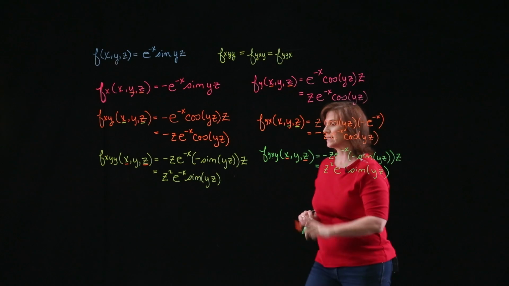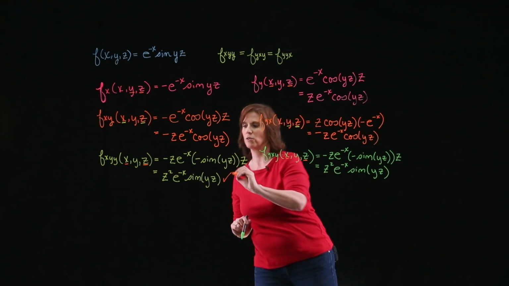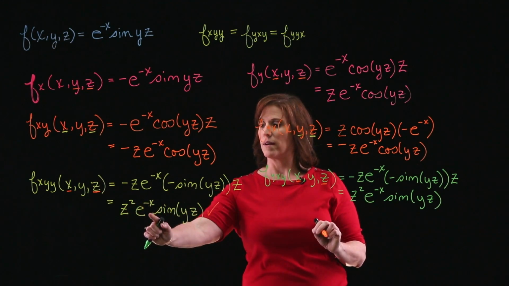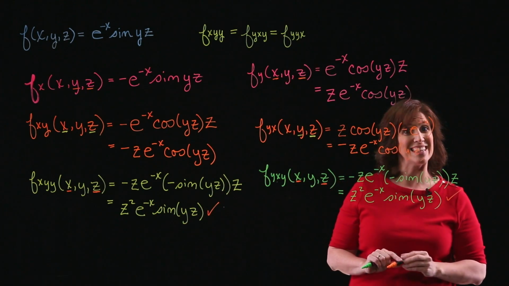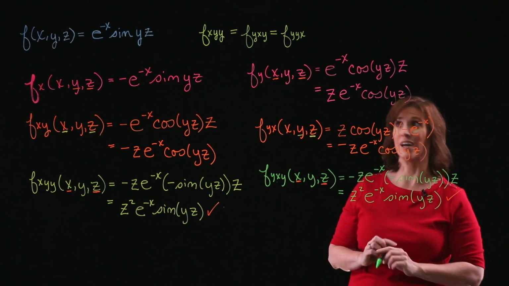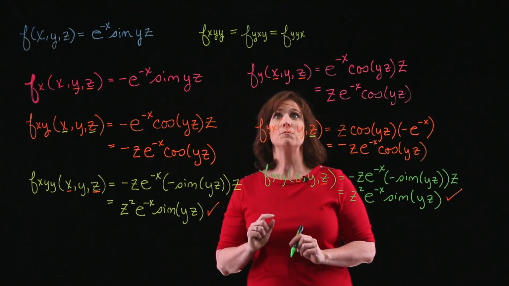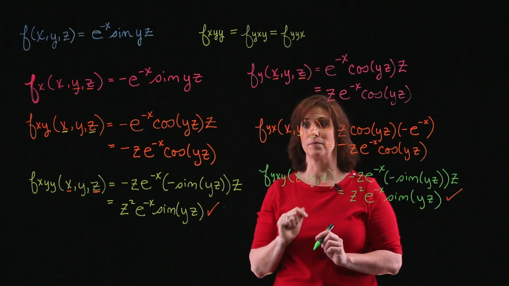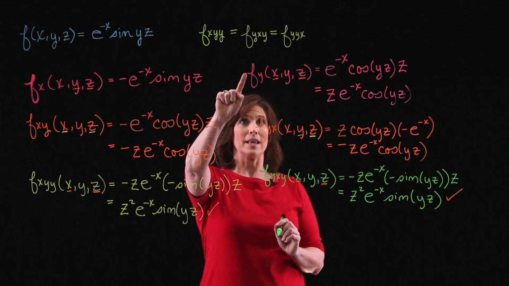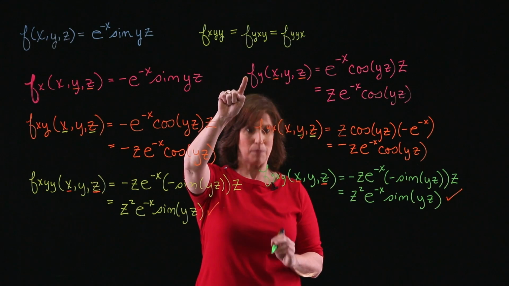Now let's take a look at this. Here is my first mixed partial, z squared e to the minus x sine yz, and here is the second one. They're exactly the same thing. So far, so good. All right, the last piece. I need to find the mixed partial fyyx.